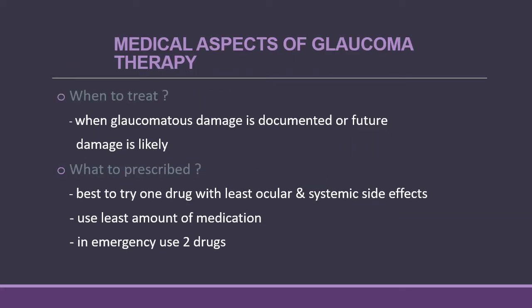Then for the treatment of glaucoma, it should be treated when glaucomatous damage is documented or future damage is likely, because this is an irreversible damage. So we should start the treatment at the earliest to halt the progression of the disease. First, try one drug with the least ocular and systemic side effects, with the least frequency and amount of medication. And in case of emergency or non-response to one drug, we should add another drug or two more drugs for treatment of the glaucoma.